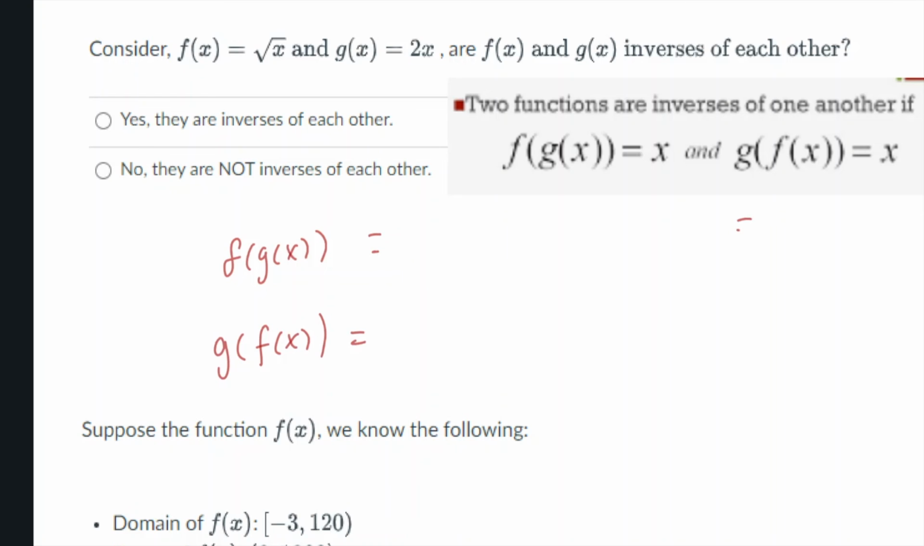And then, does it equal x? Because if it does in both cases, they're inverses. If it doesn't, they're not inverses. And if it fails either one, it fails overall, so you don't have to check more.